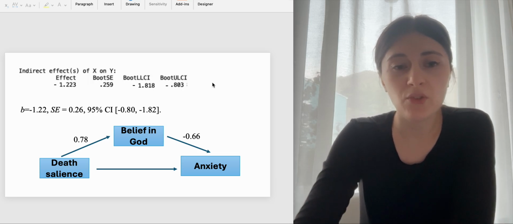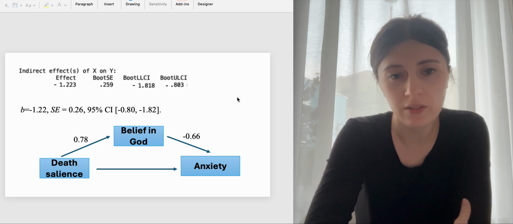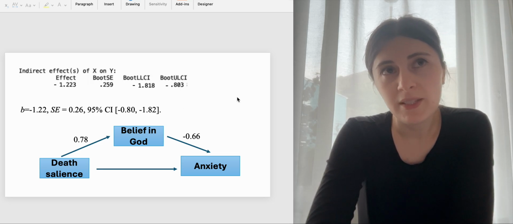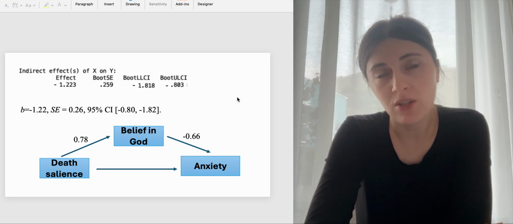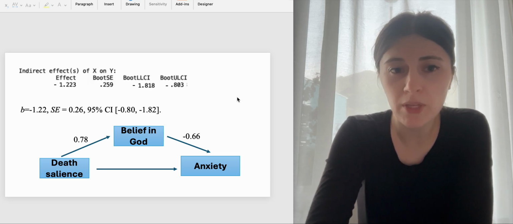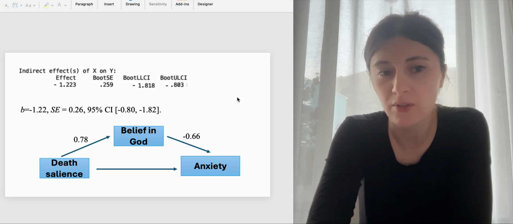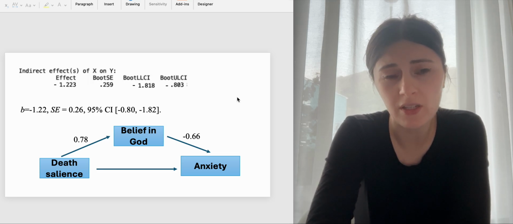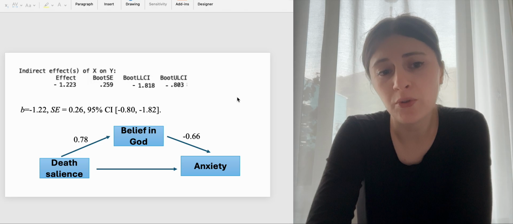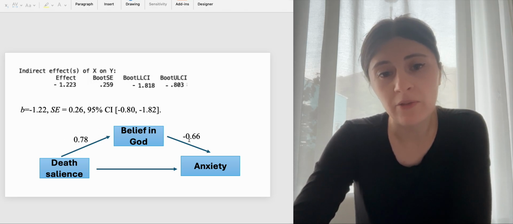Of course, we have to report this. This is one of the most important parts in reporting this result. But simply claiming that the mediation is statistically significant, of course, is not enough. We have to interpret it meaningfully. Like, what does it mean that belief in God mediates, is a mediator? And to interpret it, we have to take a look at the regression coefficients of path A and path B.